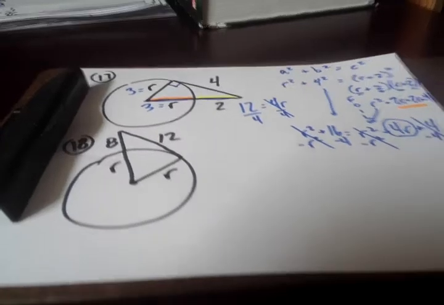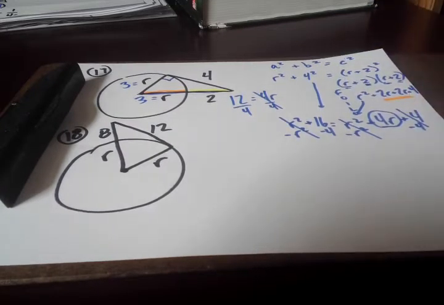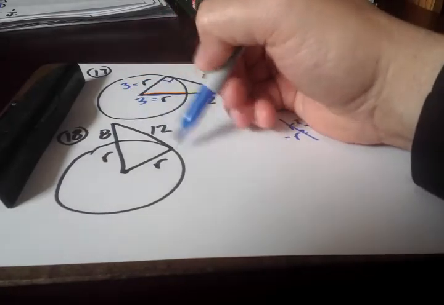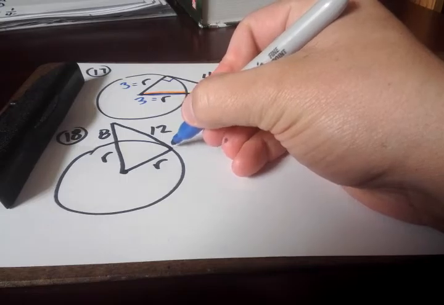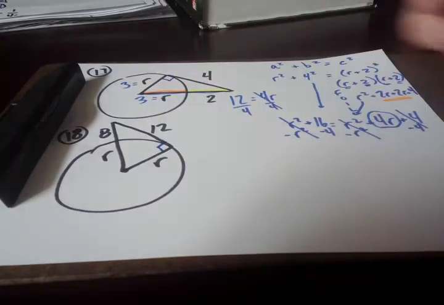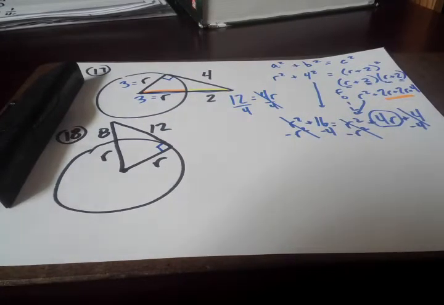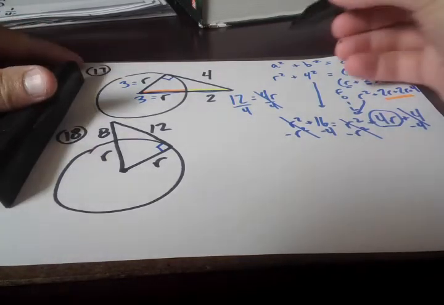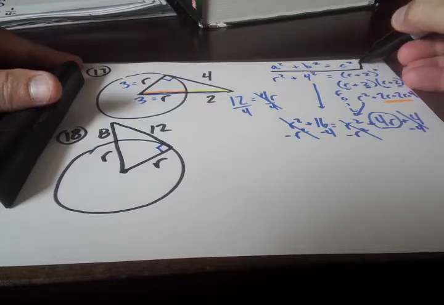Let's do another one where we have to FOIL. Okay, we have to FOIL here. So this is 18 in your book. All right. Remember, if something is tangent, this 12 is tangent, and this is the point of tangency, that's the right angle. Okay. So I am now going to say, remember we're using Pythagorean theorem, which is right here.